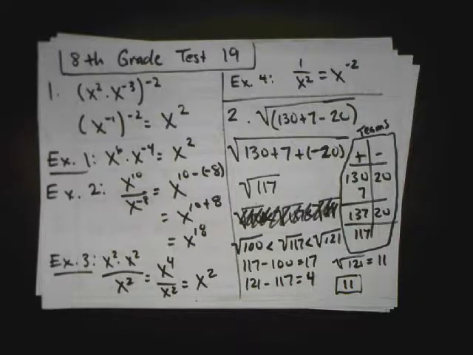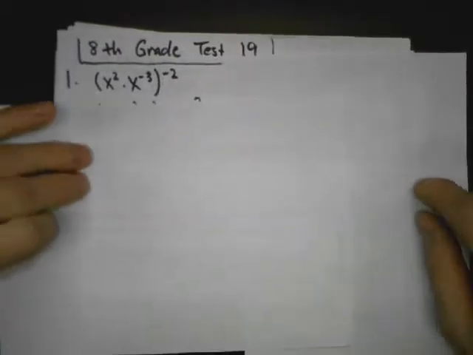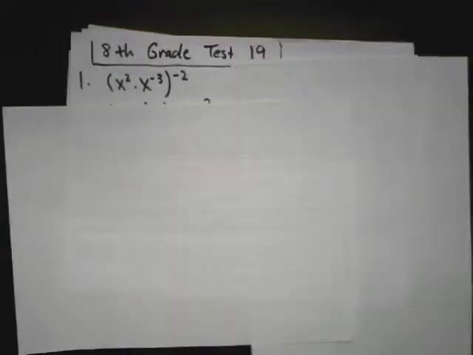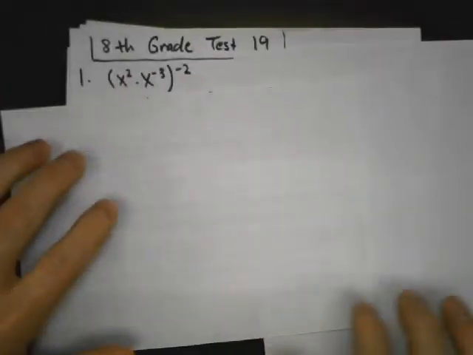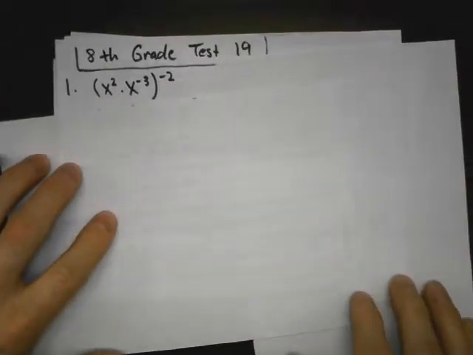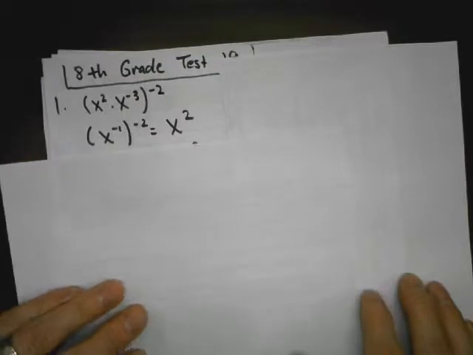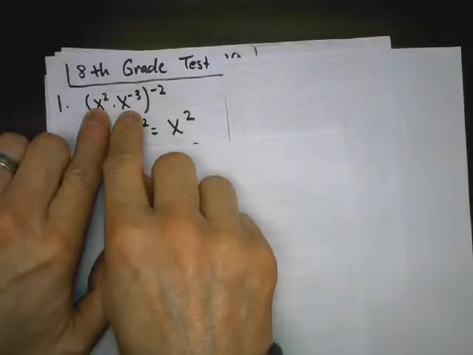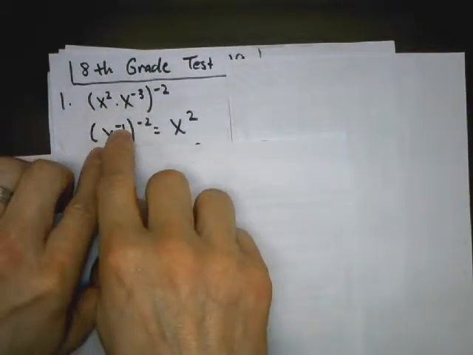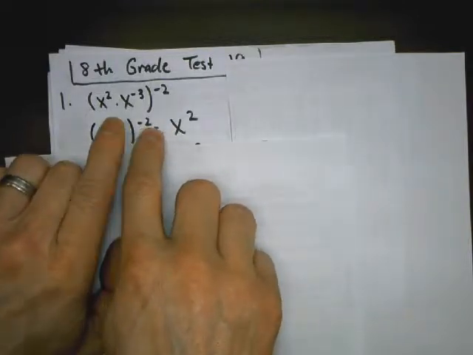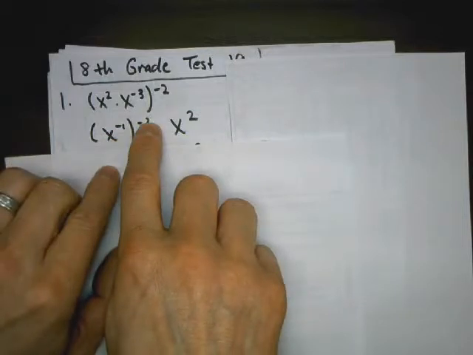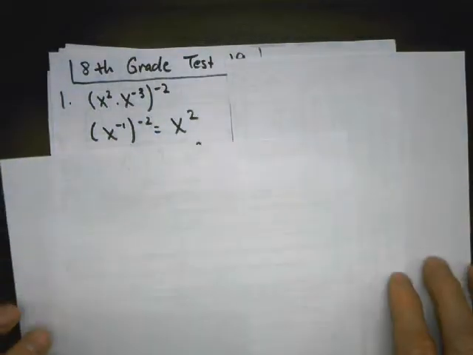Problem number 1 says that we need to decide which expressions below are equivalent to this expression given. So we got to simplify the expression given first. I go inside the parentheses and I do x squared times x cubed first. That's when we add the exponents. Then when I have exponent next to exponent like that, that's called power of power, then I multiply the exponents there, and that's where I get x squared.